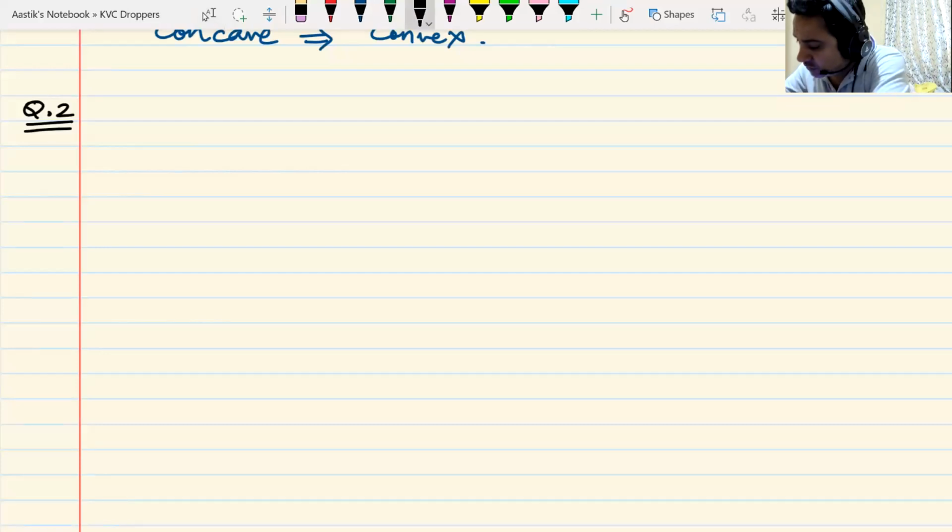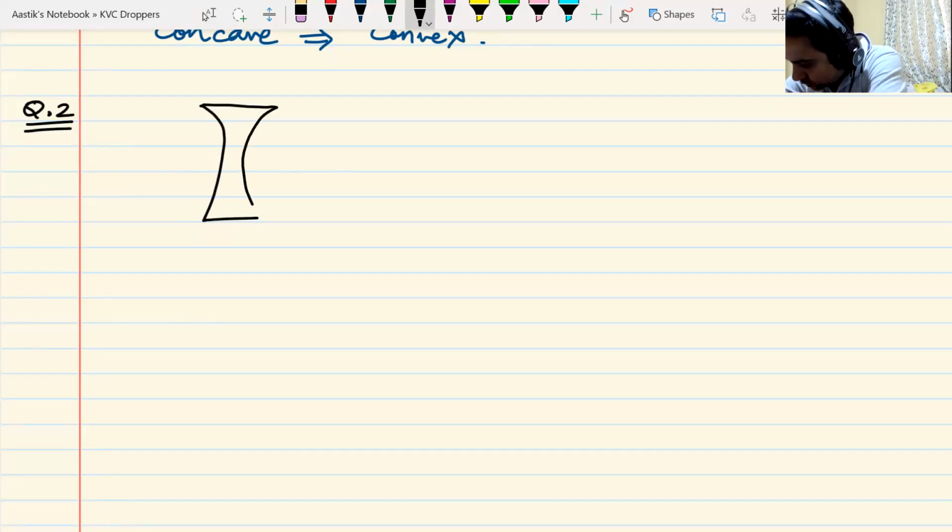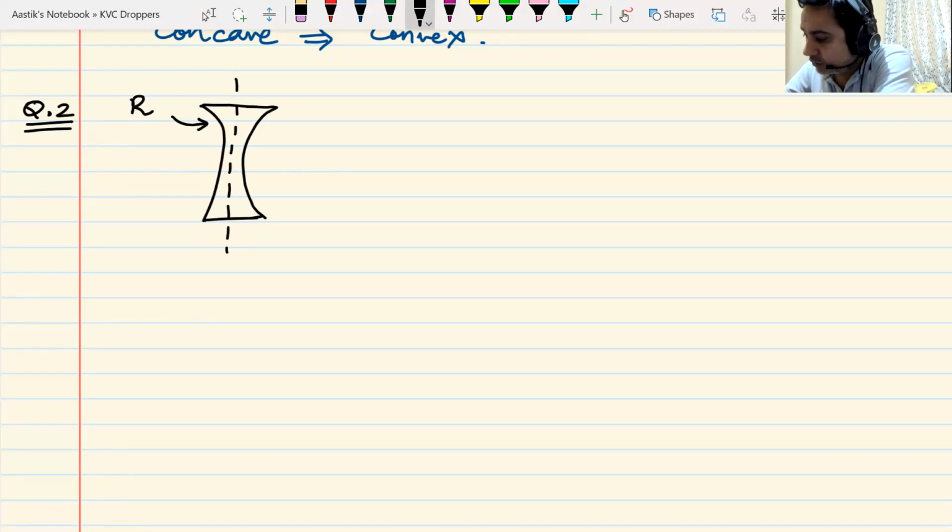And instead of giving this question in words, I'm giving this question in figure. What type of lens is this? Biconcave. Yes, it's a biconcave lens. This side has a radius of curvature r. This side has a radius of curvature r. So both the radii are same. So this becomes an equi-biconcave lens. Do we understand this?